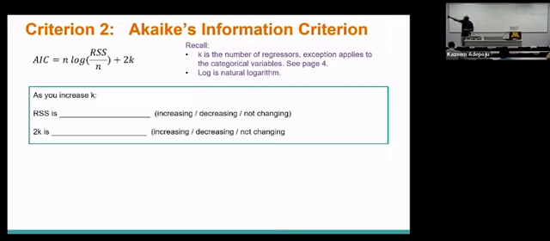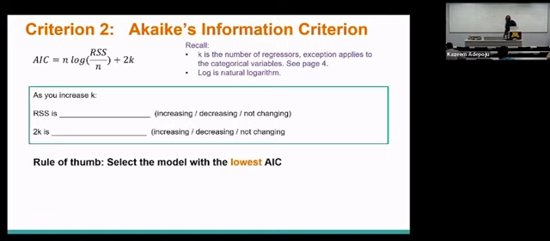So this is the formula for AIC. N is the number of observations, RSS is the residual sum of squares, and K is the number of regressors. Take a look at that. What is the rule of thumb? The model with the smallest AIC is the best model. Please take note: the model with the smallest AIC is the best model. The criteria we have introduced put into consideration model fitness and model complexity at the same time.